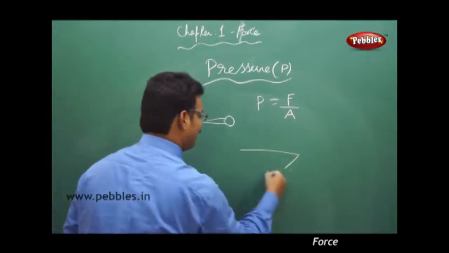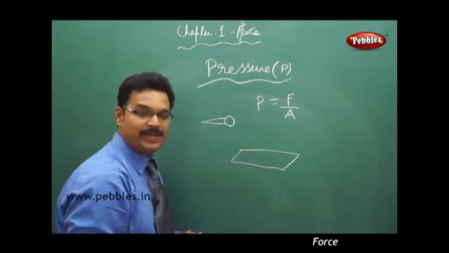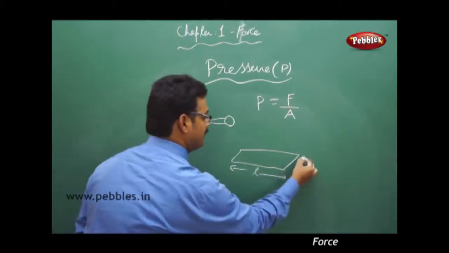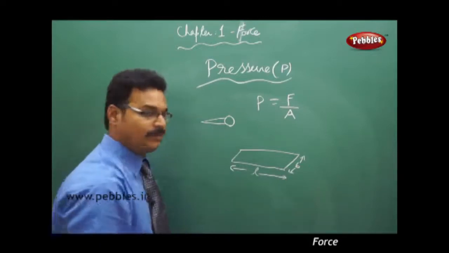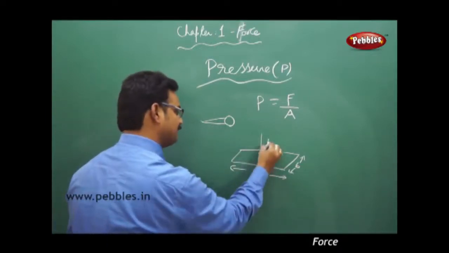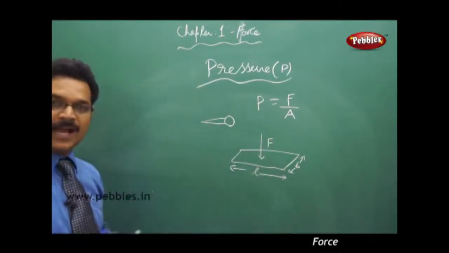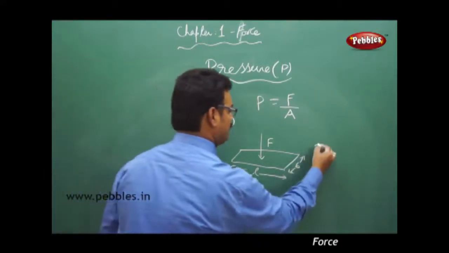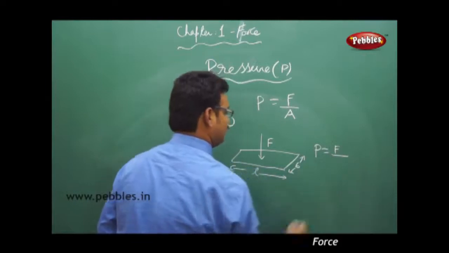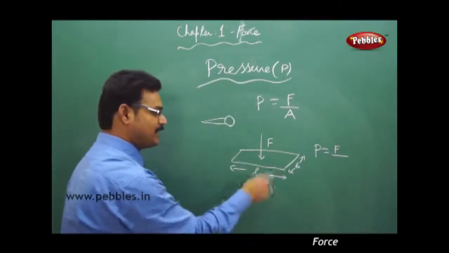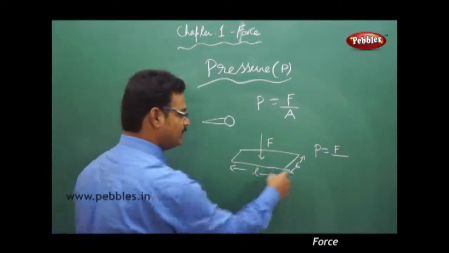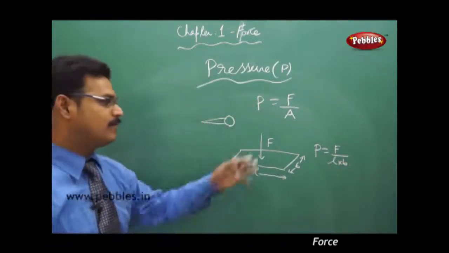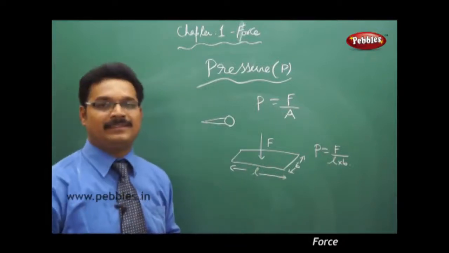Suppose you have taken a plank like this. This plank has length L, breadth B, and you have applied force like this, and I asked you what is the pressure applied, yes, you can tell the answer. The pressure P equals force by area. The plank is rectangular, so the area is length into breadth. P equals F by L into B.